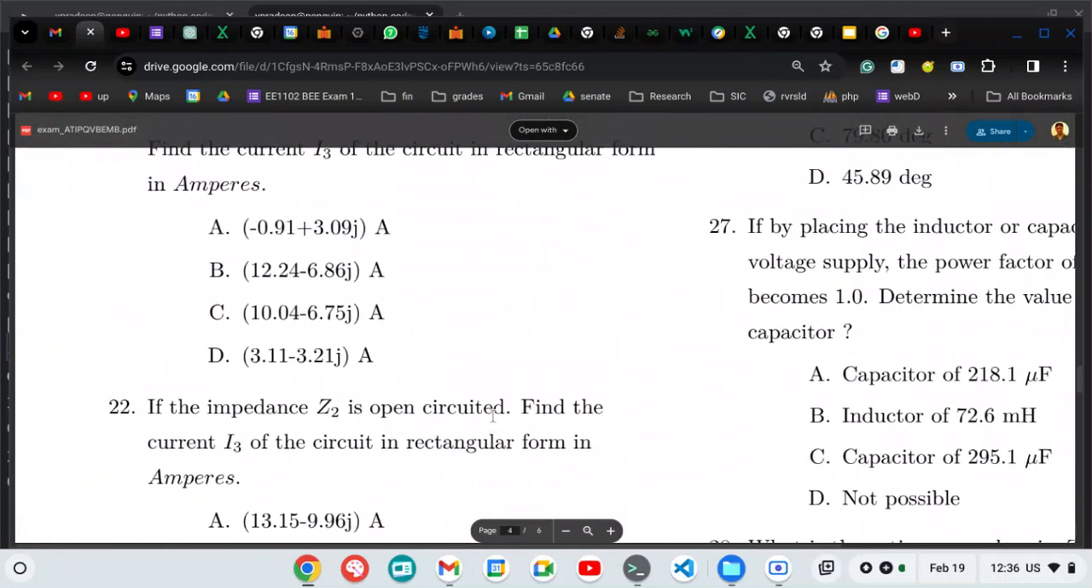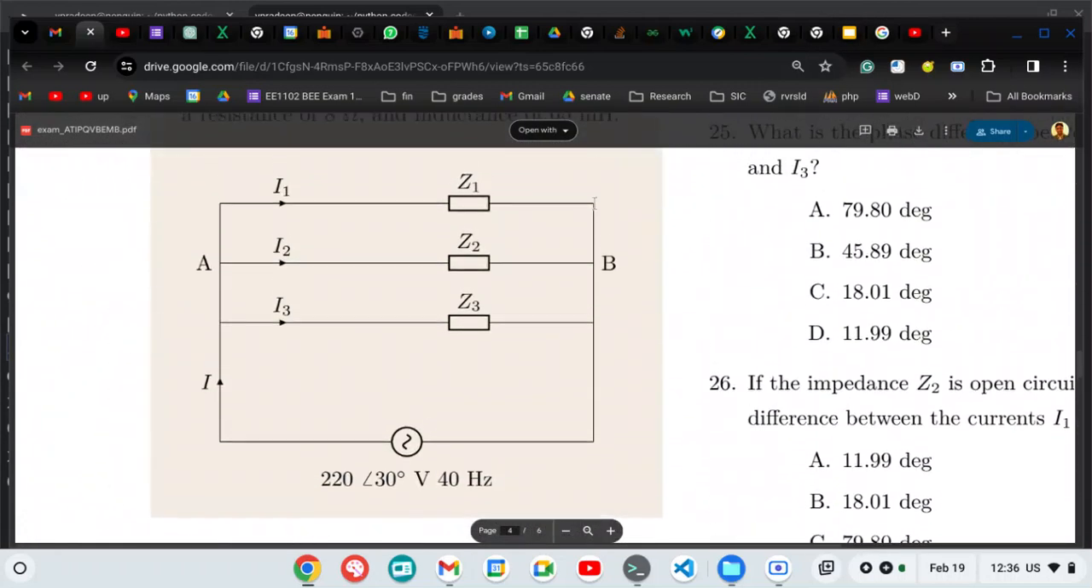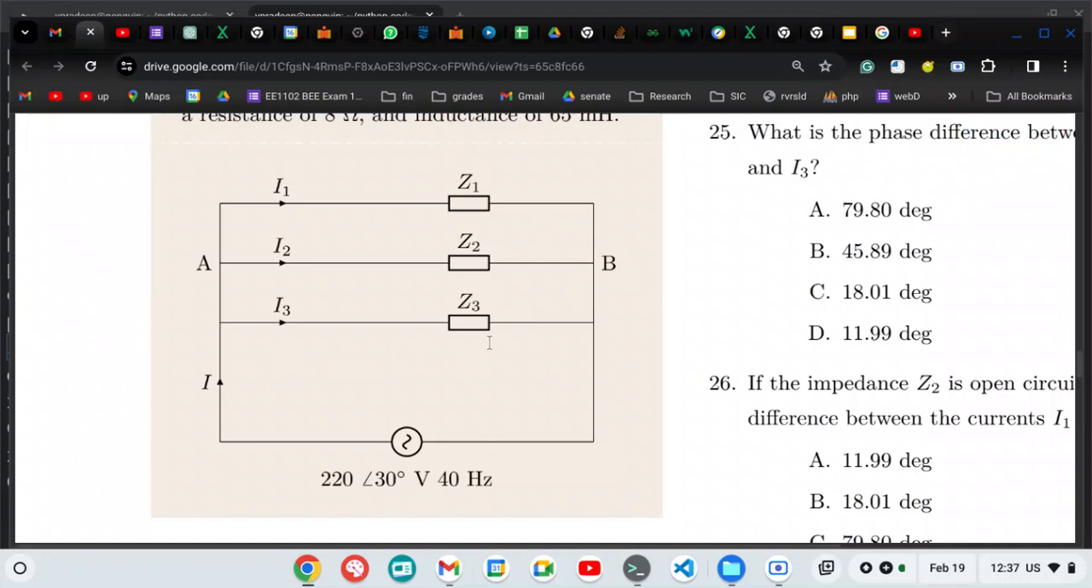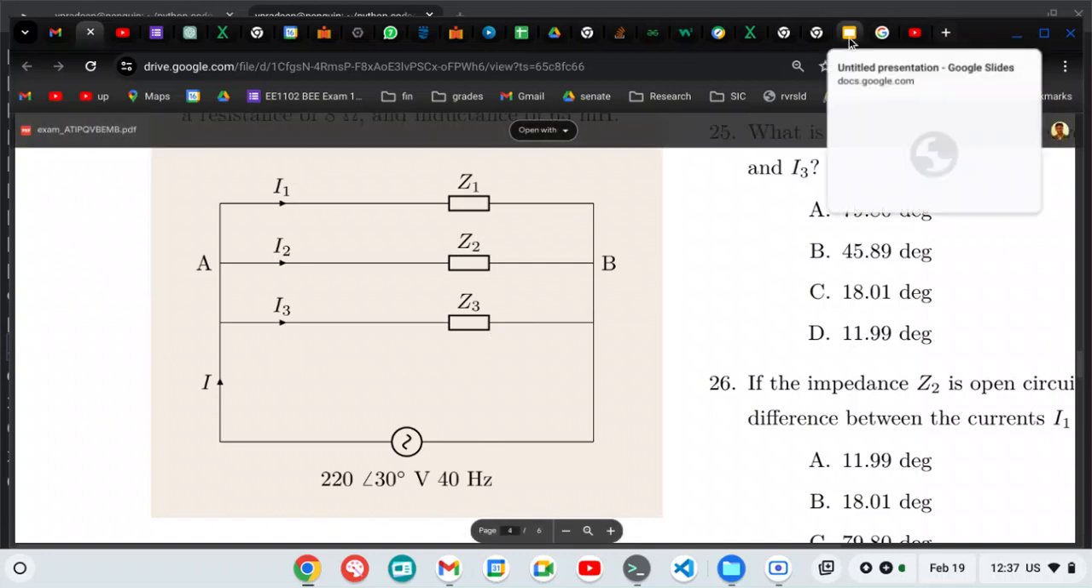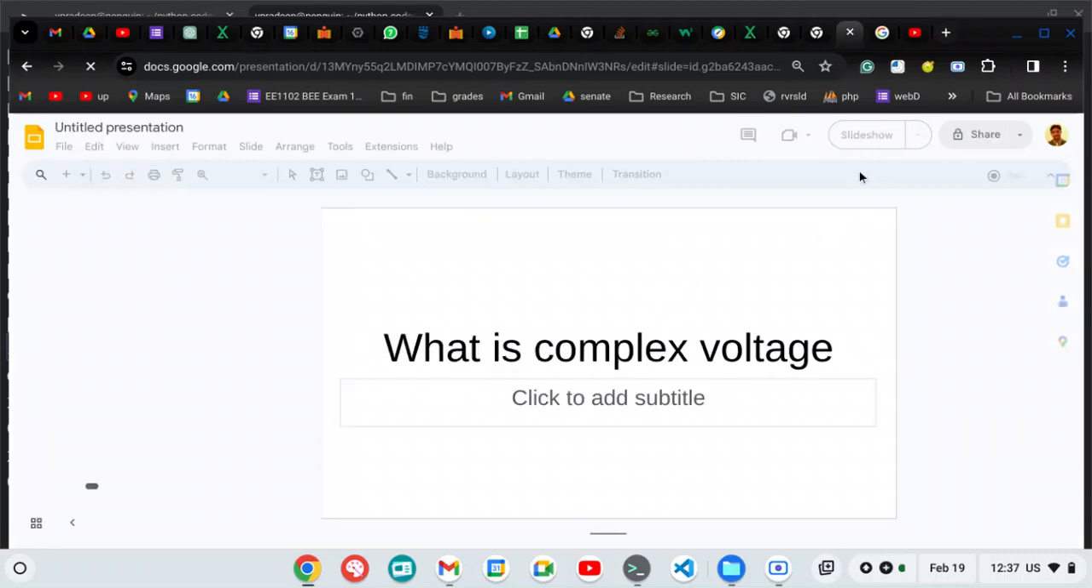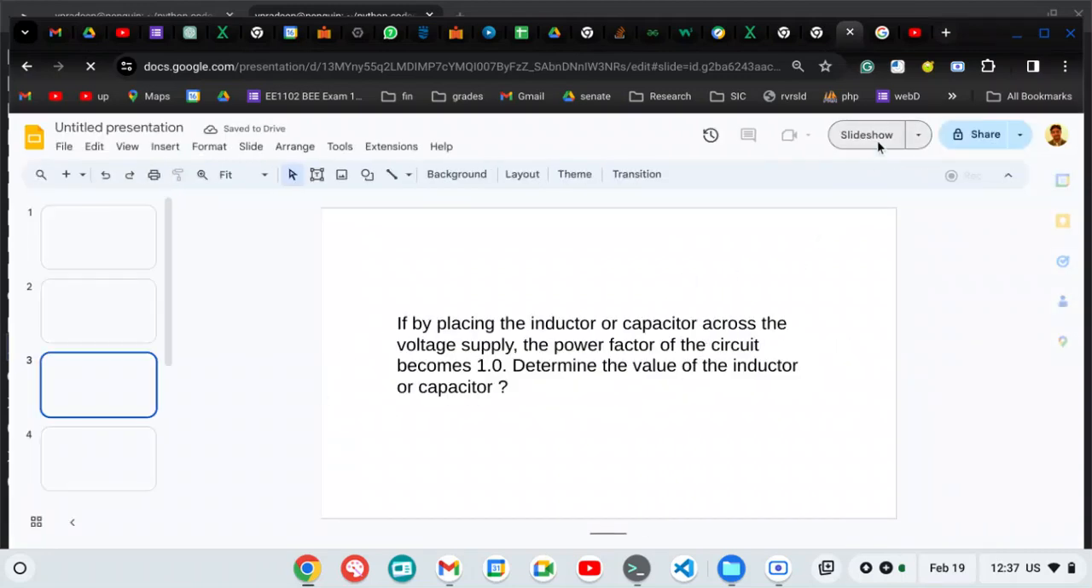So what I am doing then is there are these three impedances Z1, Z2, Z3 and a voltage source. Now there will be a fourth branch, either a capacitor or an inductor. That fourth branch will make the power factor of the entire circuit one. That means it will cancel out all the reactive power in the circuit. To explain further, I just made some slides on this. So just have a look at this.